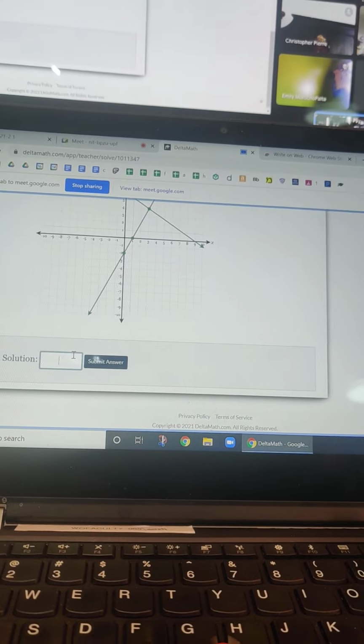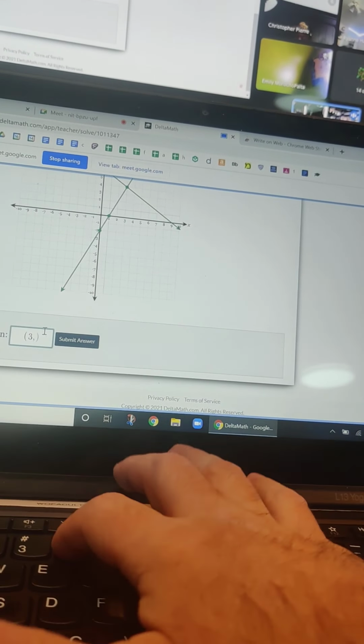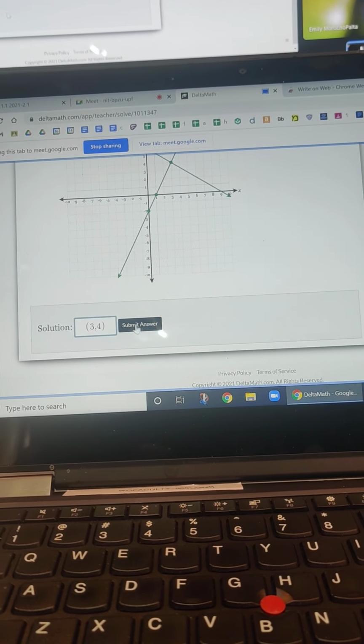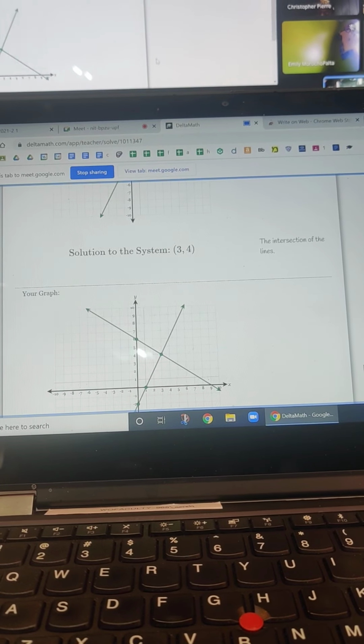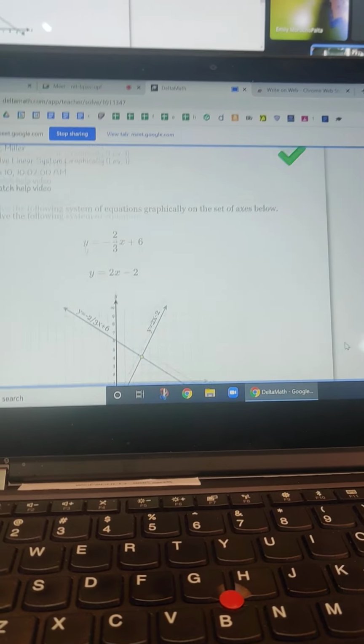3, 4. I'm tempted to, but I'm not going to mess around and not put parentheses. You can try it if you want. But because I'm doing a video and stuff, that's it. All right. So, let me stop this.